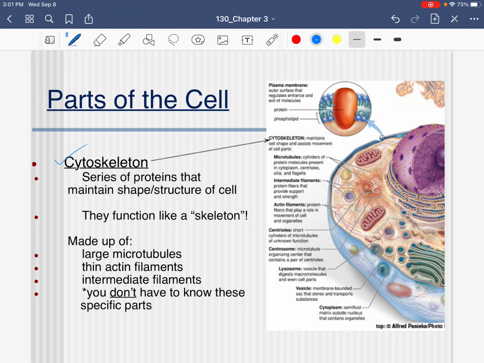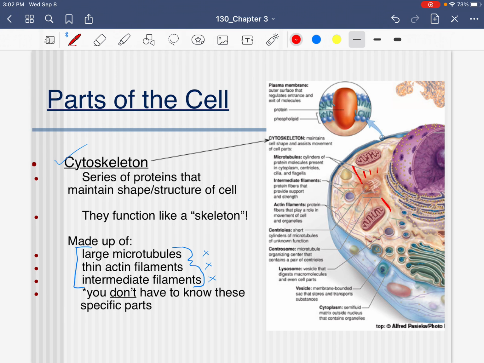Now, we also have something called cytoskeleton. And this doesn't just mean one thing. It is a collection. So most of the time, people will refer to 3 different types of things that make up the cytoskeleton. You do not have to know these. I'm just pointing out that it's not just one thing. There's a variety of things that contribute to our cytoskeleton. And the cytoskeleton are, do you see these fibers?